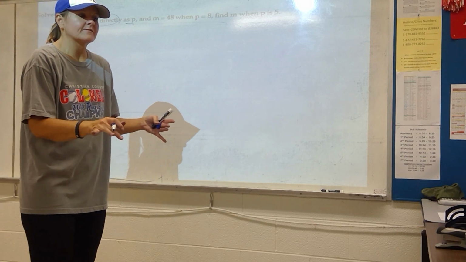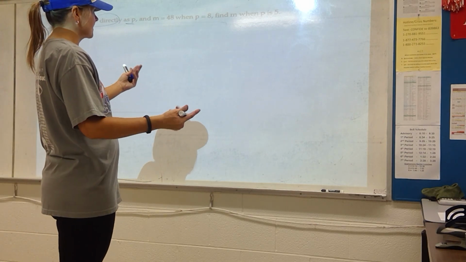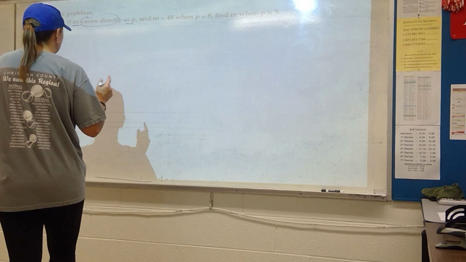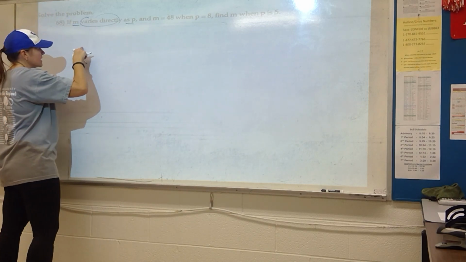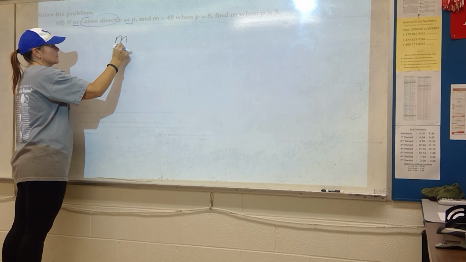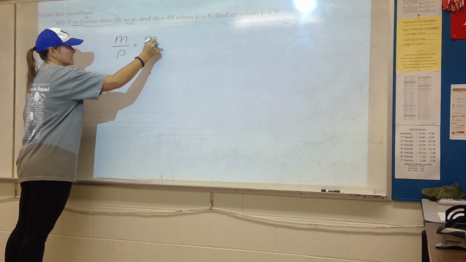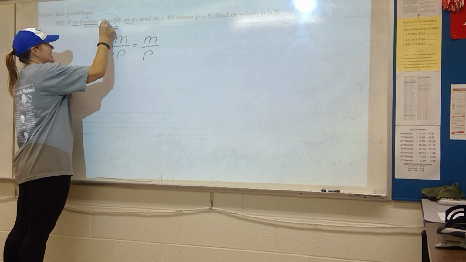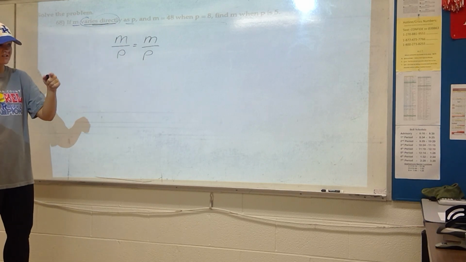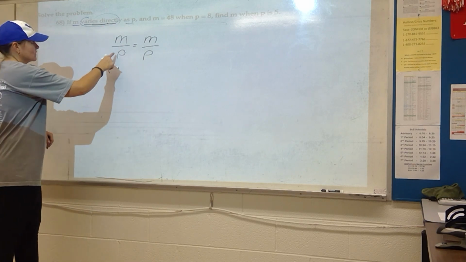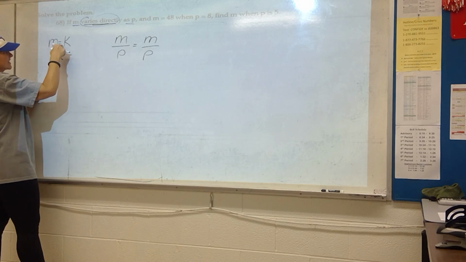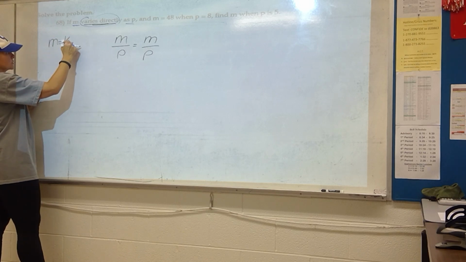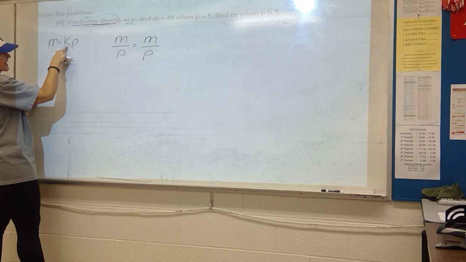Don't worry about solving for k. Nowhere does it say find the constant. What we're going to do is set up a proportion. If m varies directly as p, we're going to say m is to p as m is to p. This is for direct. Inverse variation is going to be different. The reason why we're doing m over p, because if we were to use k, it's m varies directly as p like that. If you were to solve for k, you would divide by p, divide by p.